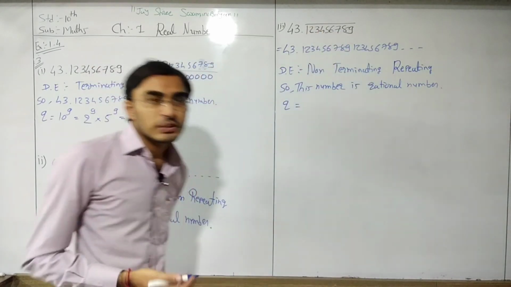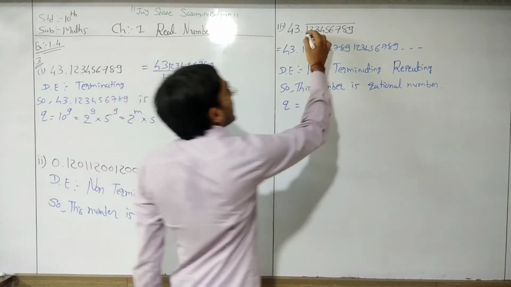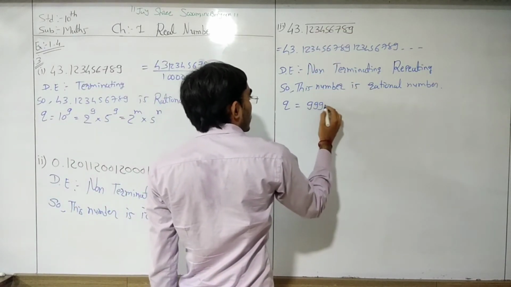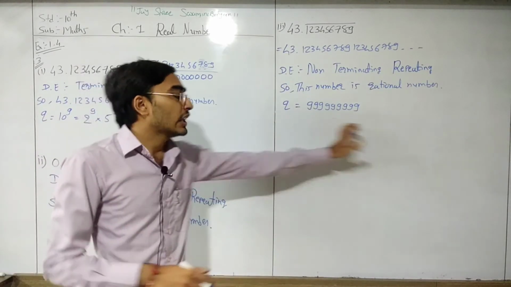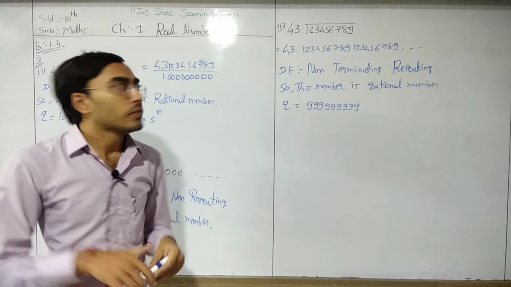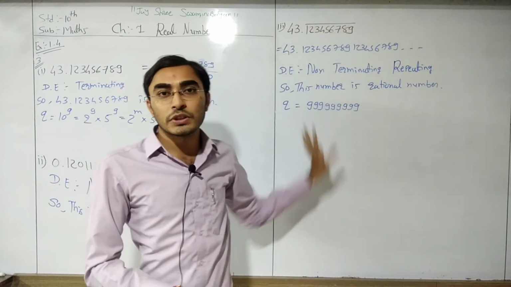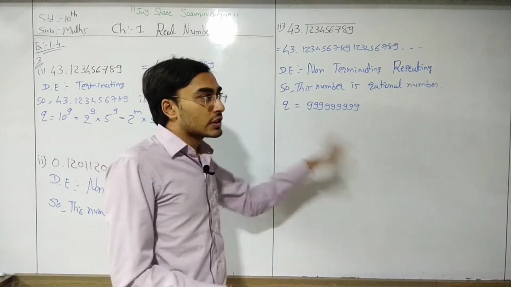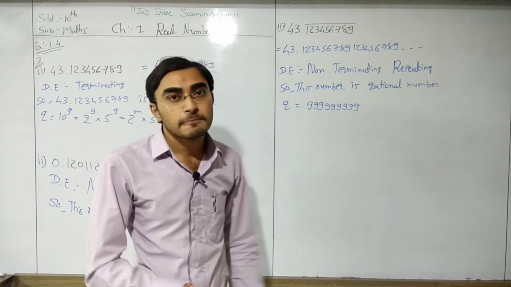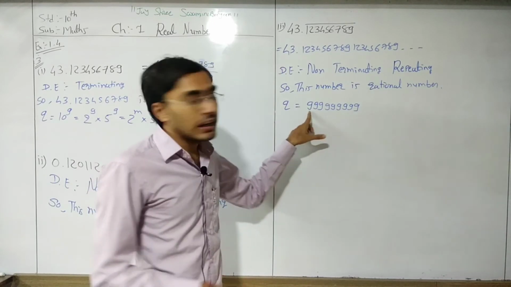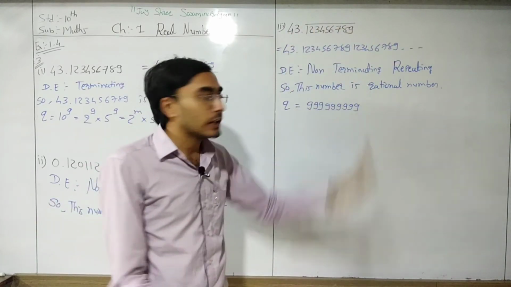How many digits are repeating here? You need to write the same number of 9s in the form of q. Here 9 digits are repeating, so 9 times 9. If 5 digits are repeating, we write 9 five times: 9, 9, 9, 9, 9. If 3 digits are repeating, we write 9 three times. If 6 digits are repeating, we write 9 six times. Here 9 digits are repeating, so we write 9 nine times. It is not that we write the digit count itself; we always write only the 9, but as many times as the digits repeat.